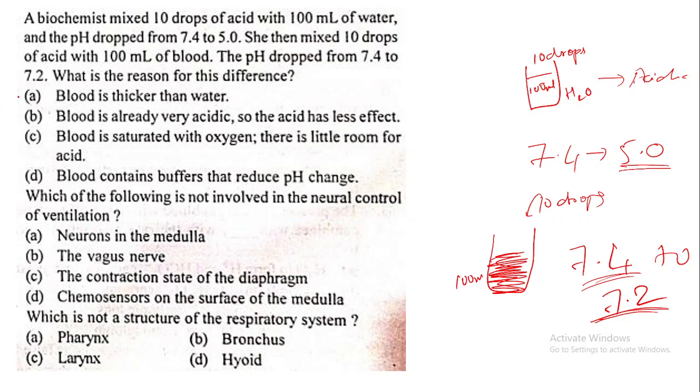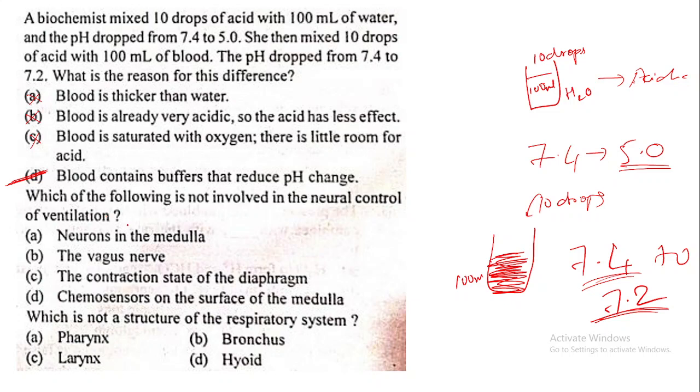Is it because the blood is thicker than water? Nah. Is it because blood is already very acidic, so the acid has less effect? No. Blood is not acidic. Blood is saturated with oxygen, so there is little room for acid? This also is not very relevant. Blood contains buffers that reduce the pH change. And what are the buffers here? We have chloride ions, okay, that act as buffers in maintaining the pH of the blood. Okay, this was an applicative question. Next one.